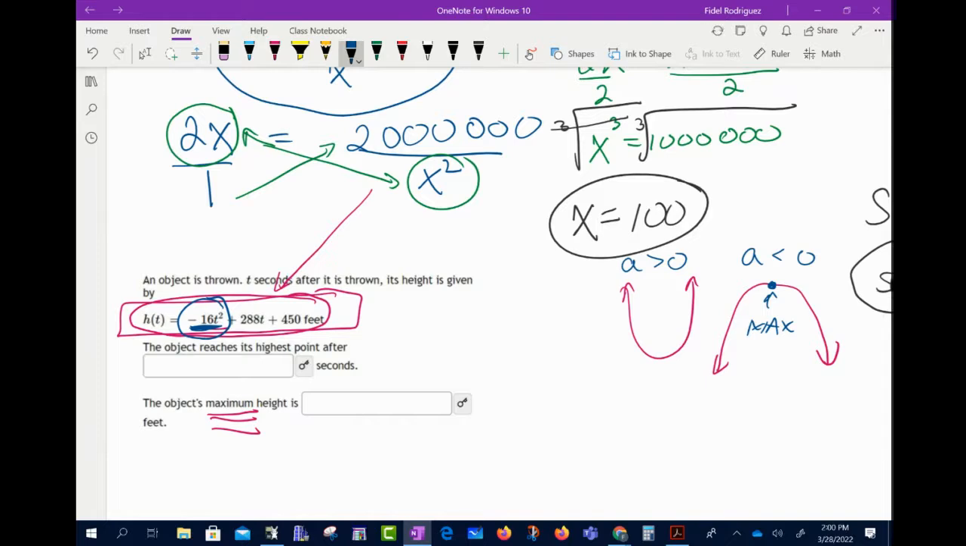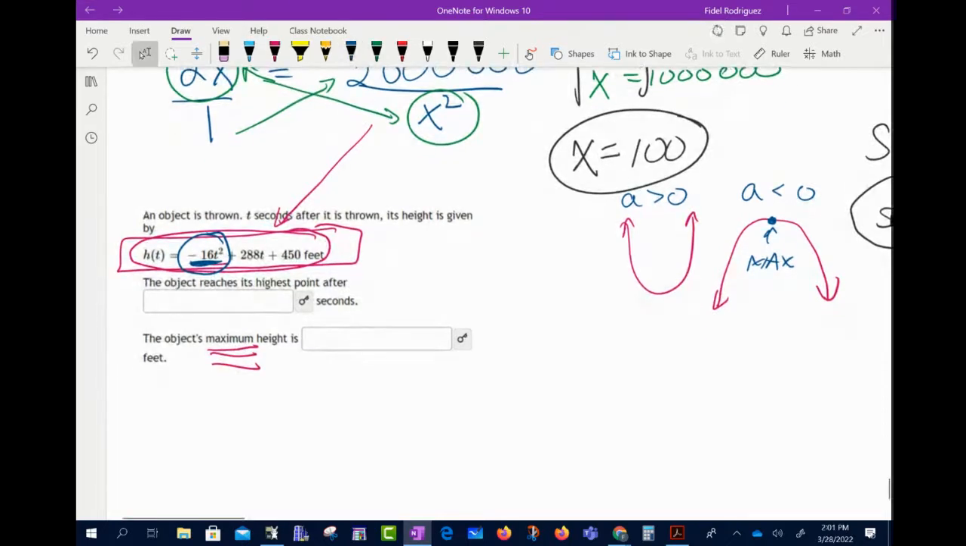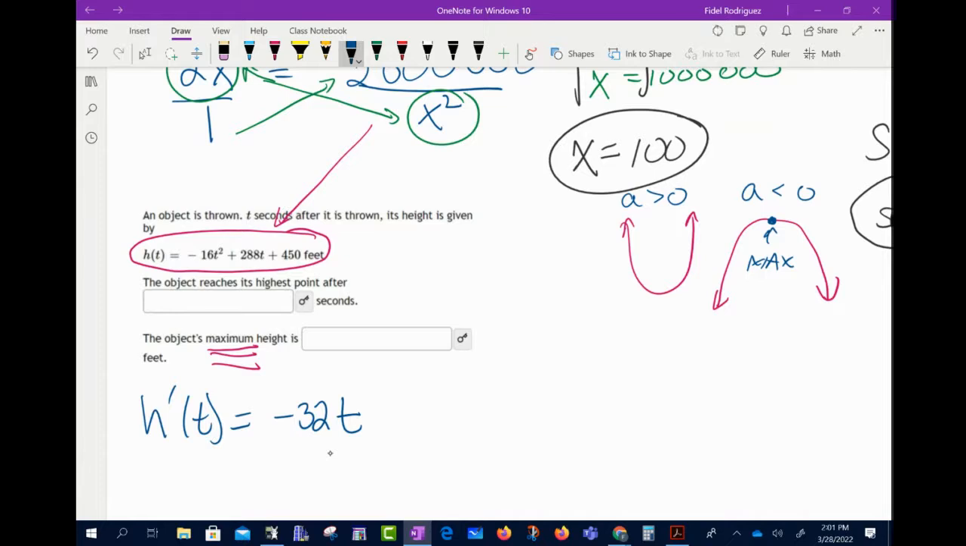Okay, so what we're going to do, y'all, is find the first derivative. The way we're going to find the first derivative is we're going to take the derivative of this function right there. Let's do it one piece at a time. What's the derivative of negative 16t squared? Negative 32t plus 288, right? And the 450 goes away.